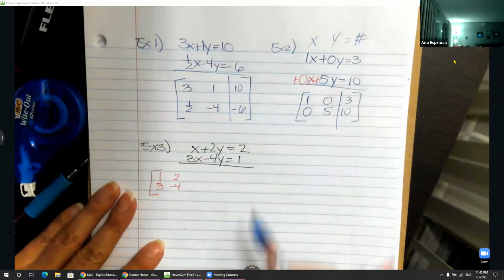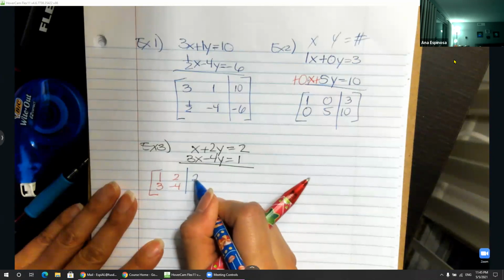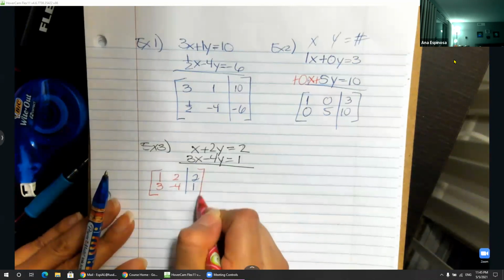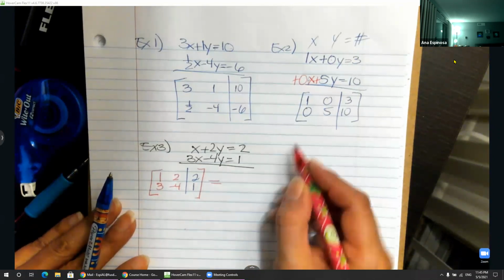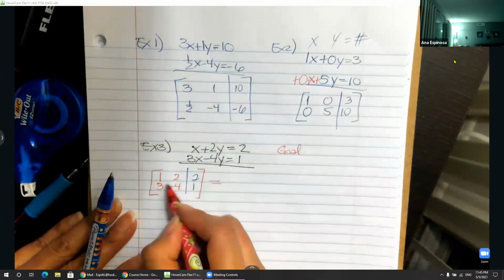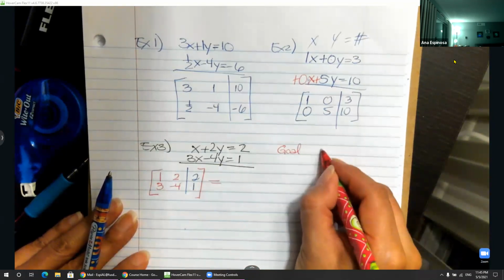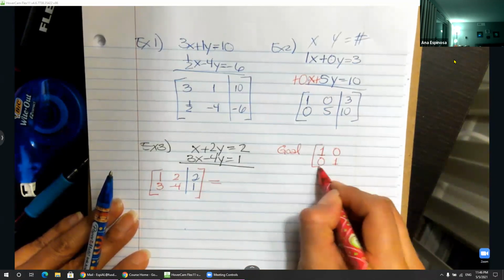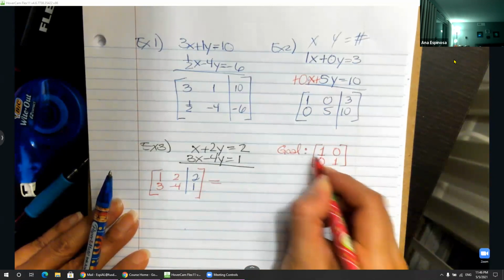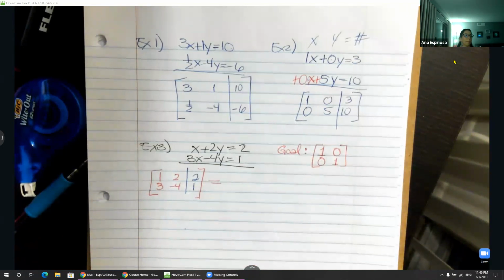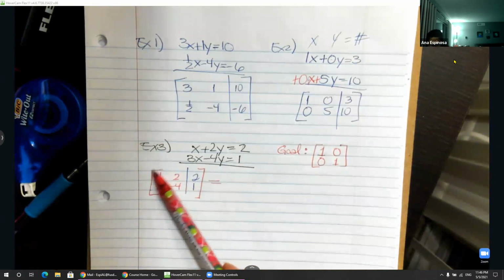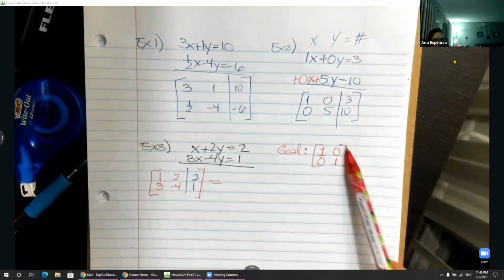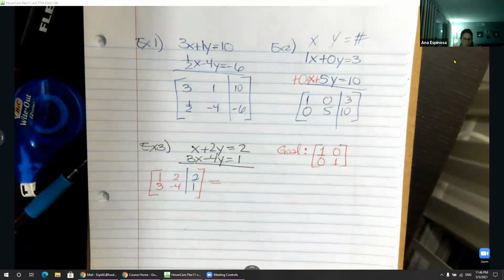I'm going to put these in a different color. Okay, so my goal is to get this left part, the one in red, to be 1, 0, 0, 1. That's the goal. This red part has to match that. All right, so just keep that in mind.